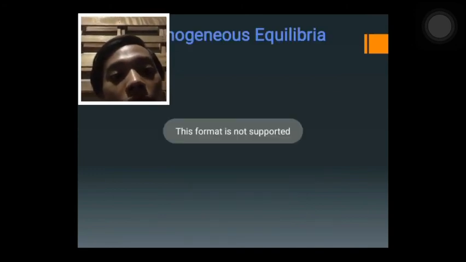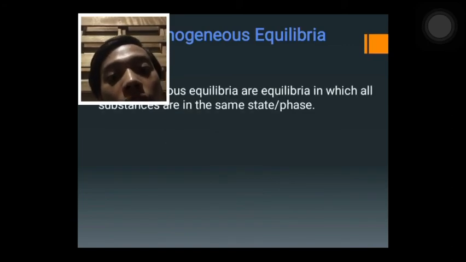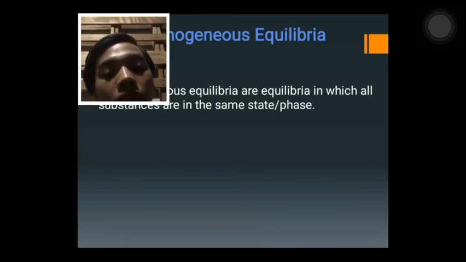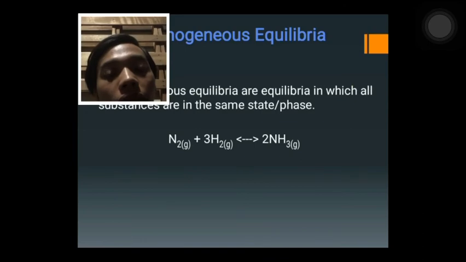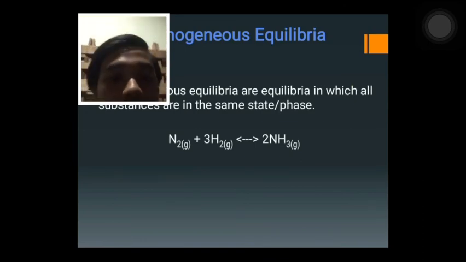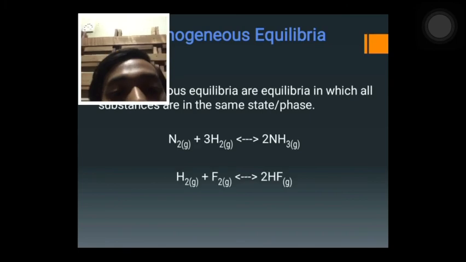Homogeneous equilibria are equilibria in which all substances are in the same state or phase. Example like this. Before and after, the reactant is gaseous. This also.